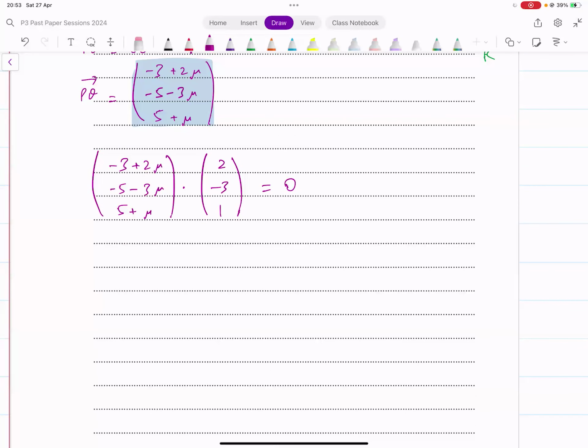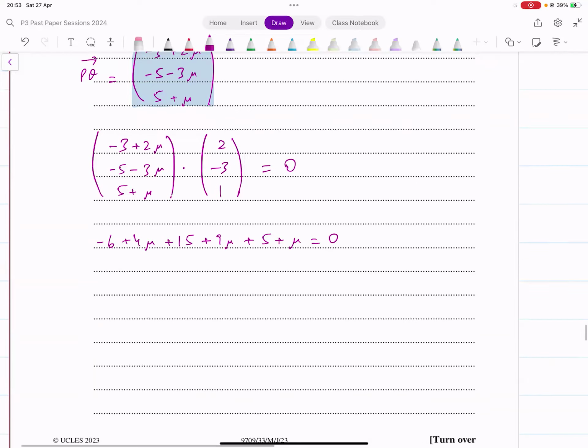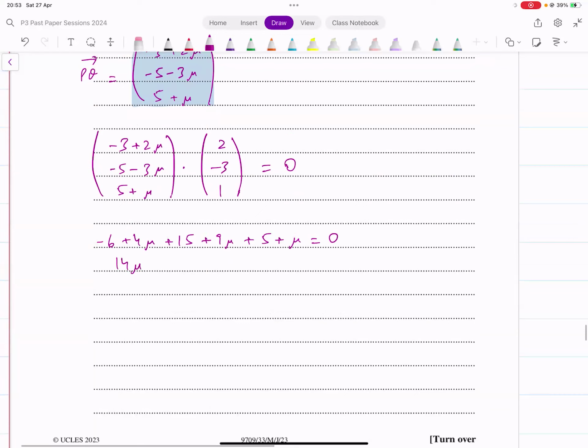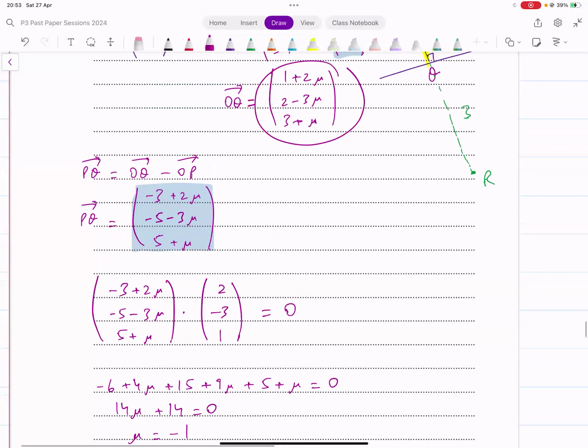Minus 3 into 2, that is going to give us minus 6. 2 mu into 2, that is 4 mu. Minus 5 into minus 3, that's plus 15. And then we have plus 9 mu plus 5 plus mu. This equals 0. Let's simplify this and find the value of mu from this and see what that turns out to be. We get 14 times mu, and 20 minus 6, that's also 14, plus 14 equals 0, and the value of mu turns out to be negative 1. We found the value of mu. We can use this now to find the position vector of the point Q. This is OQ.